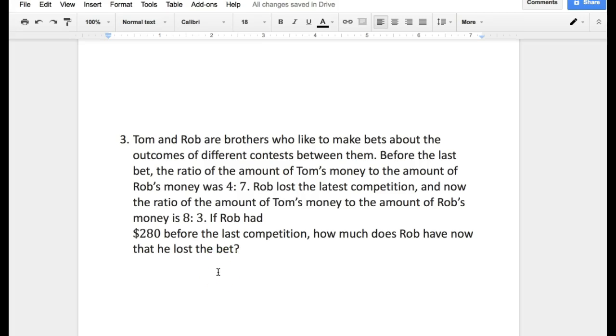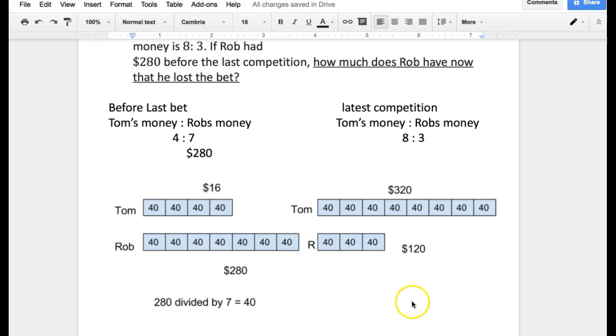Okay, before you begin, take a step back, read the problem again, figure out what the problem is about, and then underline the question so you know what you're trying to find, and go ahead and begin. All right, hopefully you got the right answer. Here's how I figured out my answers.